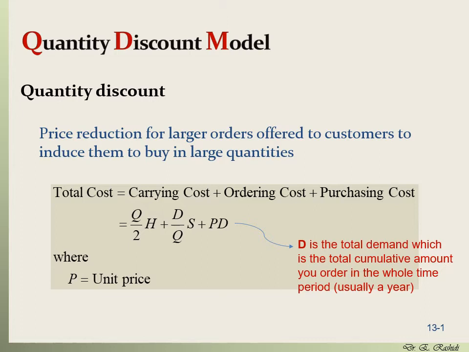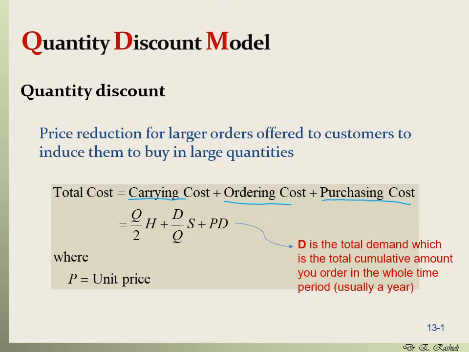What we want to do is find the optimal quantity to order, so that our total cost of inventory, which includes the carrying cost, the ordering cost, and the purchasing cost, would be minimized. So let's see how this would work. We're going to write the formula, and based on the formula, we're going to minimize the total cost and then solve for Q, which is the optimal quantity to order.